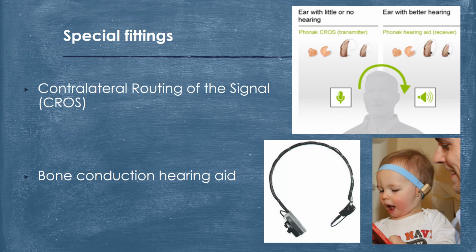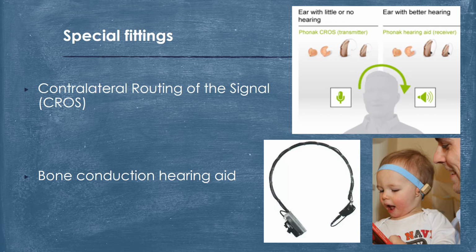So that's when you need a little amplification in both ears, but one side is dead. I'm sorry. So over here is a microphone, on the other side is a hearing aid. So that's a BiCROS.